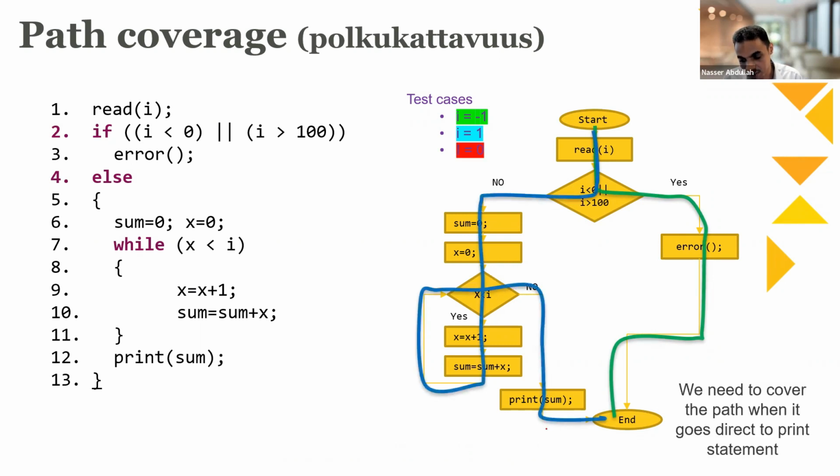So that's why we have to add one test case, and that test case is the one that goes direct to the print statement. That means no, and then direct to the print statement. So this is the third path, as your friend said. So this is the 3 test cases now. How many paths do we have? We have 3 paths, and these 3 test cases cover these 3 paths. So this will be 100%.